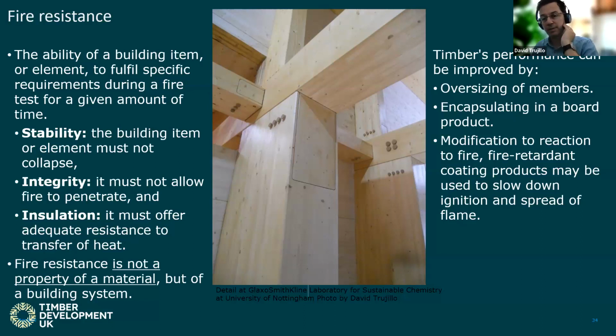How can we improve timber's fire performance? One, you can probably infer from what we discussed, is you can oversize members because of this characteristic of the charring rate. So you have members which are larger than they need to be, so that you have some sacrificial material. You can encapsulate the timber, which is like putting it in plasterboard, or you can apply fire retardants, which may slow down the process of ignition and spread of flame.